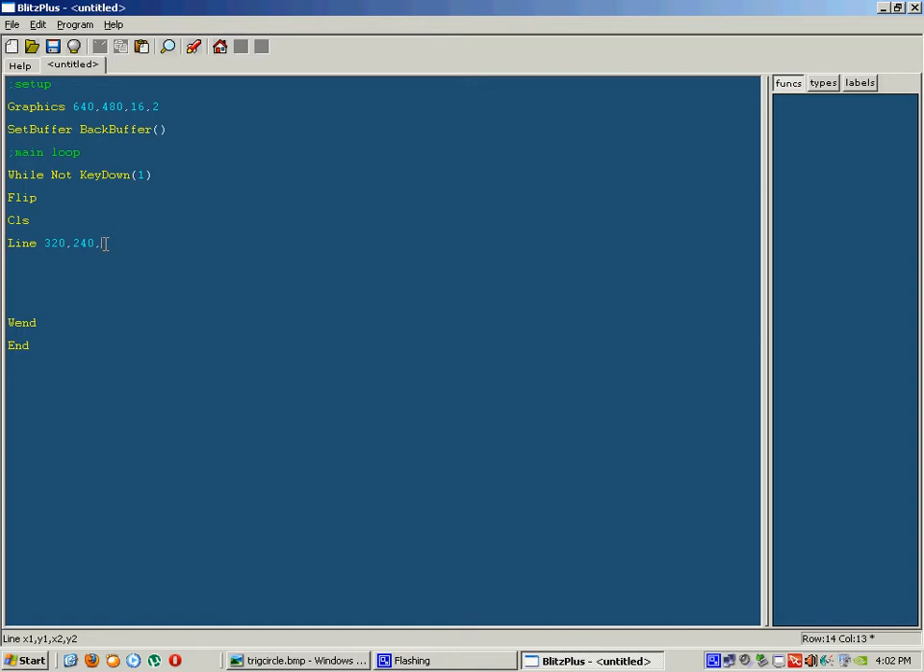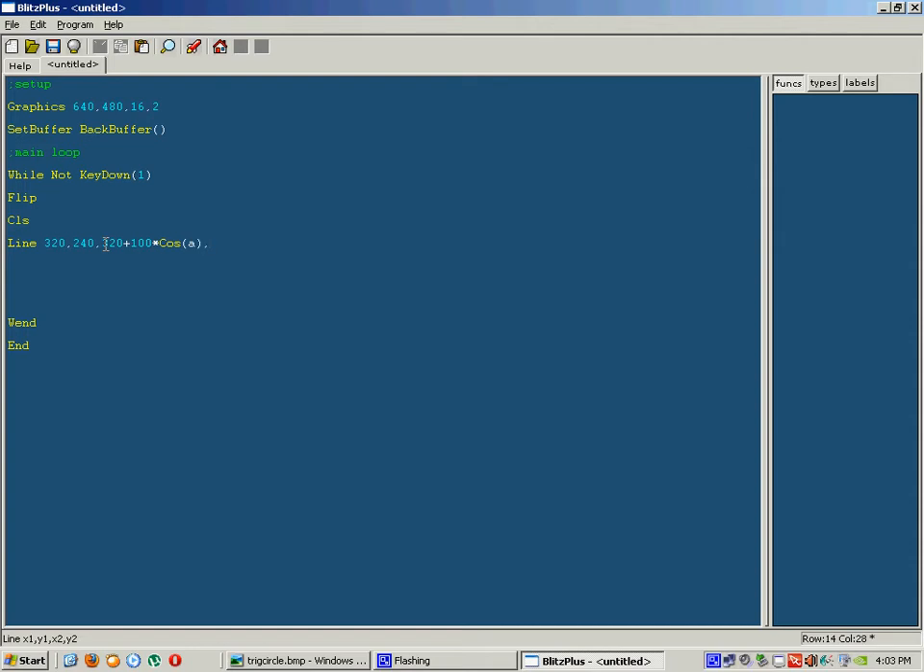Okay, and first we do the x coordinate, so it's at 320 now. Then I need to add, and I want it of radius 100, so that's our hypotenuse or our radius, and then I want to multiply that by cos of the angle, and I'm just going to call it A for now.